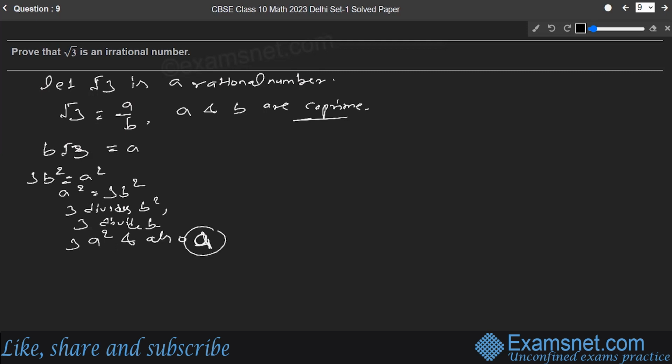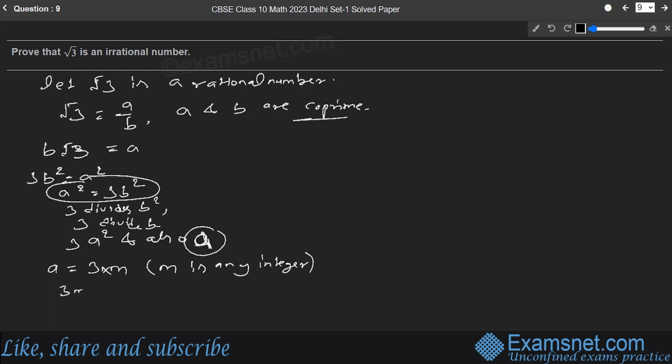Okay, so 3 divides a, so we can write a as thrice of m, where m is any integer, because a is a multiple of 3. So in place of a, I can write 3 into m, where m is any integer. We can assume any integer value of m. So it can be written as thrice of m. Now, in the equation a square is equal to 3b square, we're going to replace a as 3m.